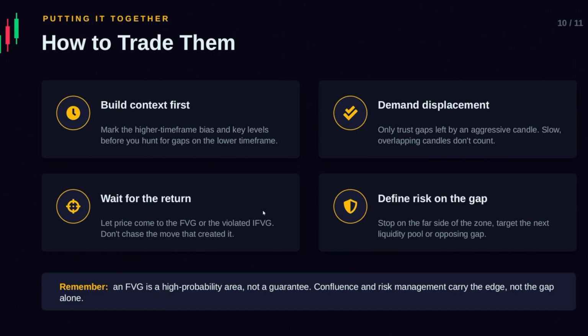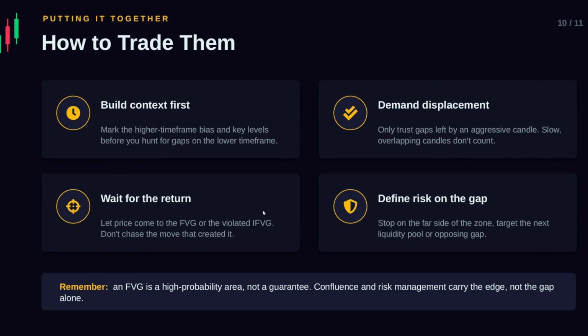So now let's put it together into something you can actually trade. We mark our higher time frame bias and key levels before we go hunting for gaps on the lower time frame. What I basically do is go on the 4-hour or the 1-hour time frame and look for imbalances or fair value gaps to see where price could possibly return or flip roles, either bullish or bearish.